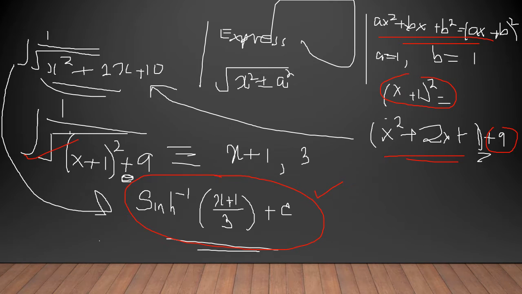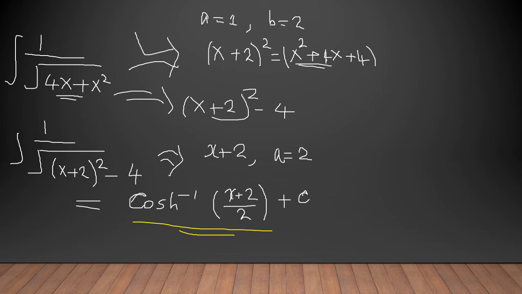Okay, now we can look at the example. So I'm having here integral of 1 over square root of 4x plus x squared. So here we play the same concept. So what are we going to do here?